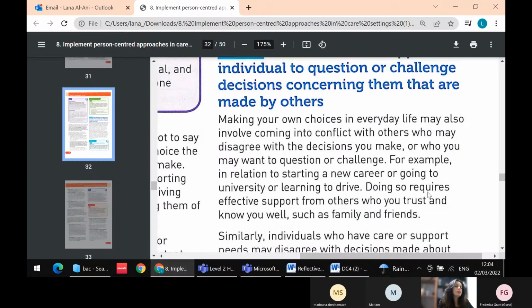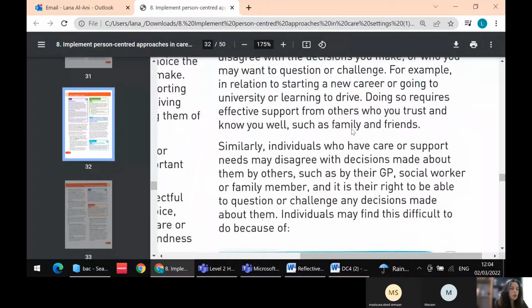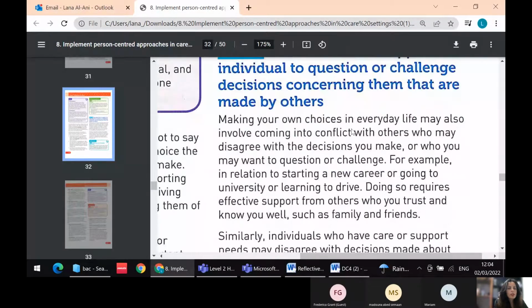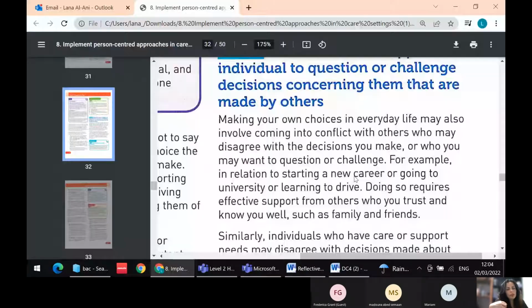For example, in relation to starting a new career or doing university or learning things, doing so requires effective support from others who you trust and are well known to you, such as family and friends. But what if someone makes a decision on your behalf to do certain things or activities, what would you do? Then it will be hard for you because you need to challenge these decisions which are made on your behalf. It's similar here for the client.